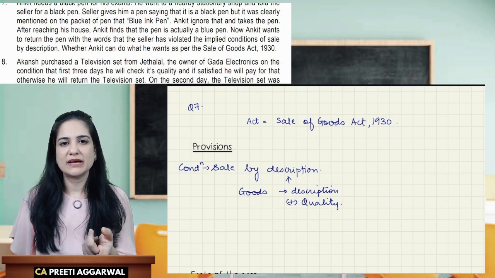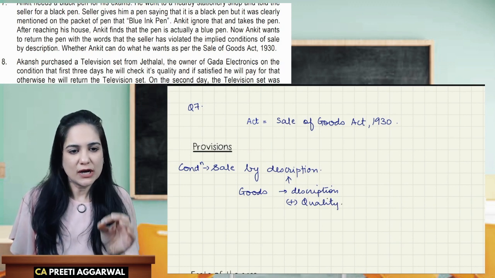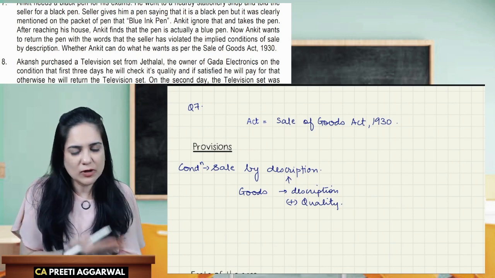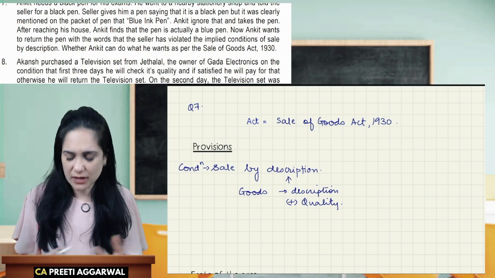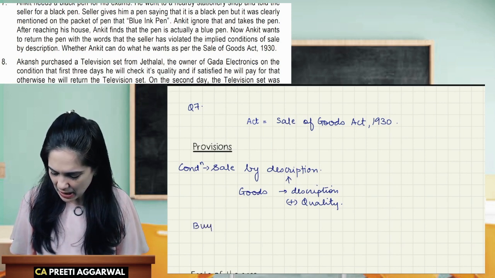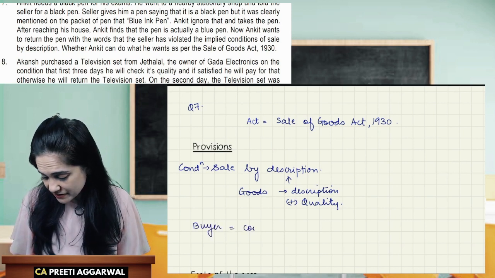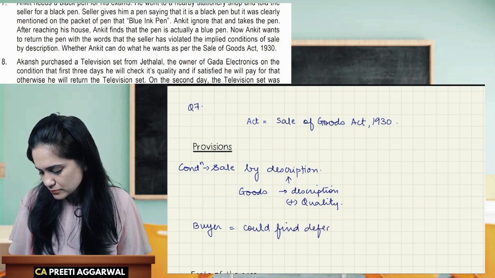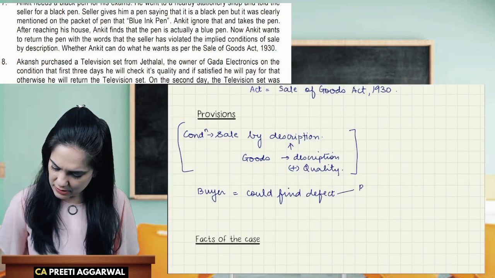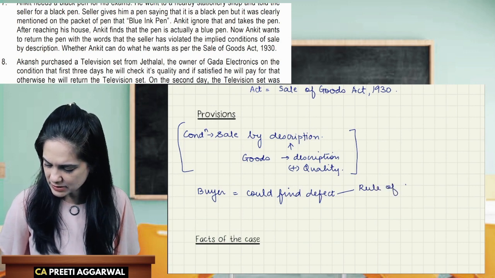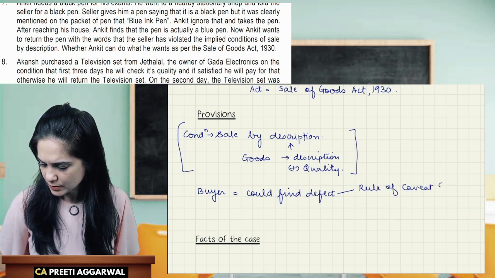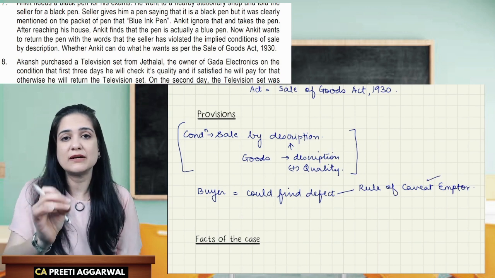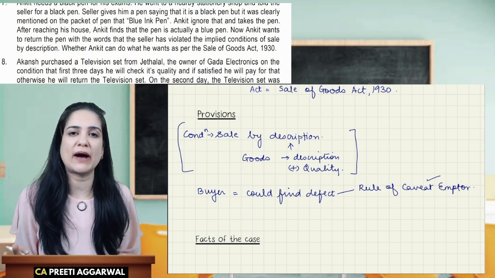Now in this case, the buyer had the opportunity to examine the goods. He could easily find out the defect because it was written, it was not hidden. So you can say that the buyer could find the defect. So in this case, the rule of caveat emptor applies. What is the meaning of caveat emptor? Buyer, you have to check the goods before buying.